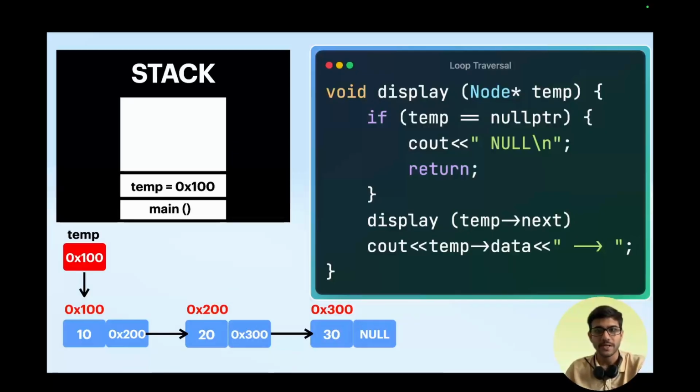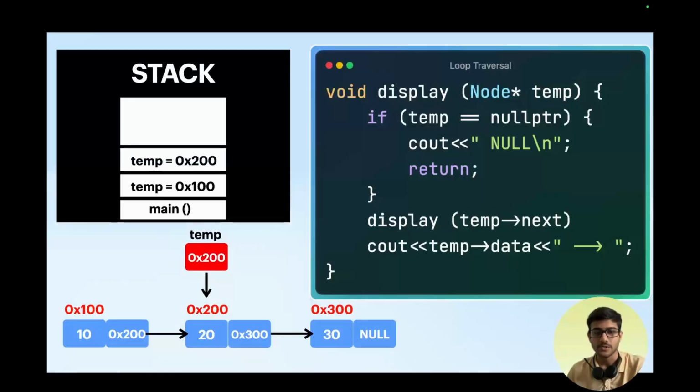So temp is now pointing to the first node in the linked list, the address of which is 100. So the if block will not be executed as temp is not null. Finally, we call the display function with temp of next. So now what this will do is it will move the pointer to the next node, and also on the stack we have added another temp with value of 200, that is address 200.